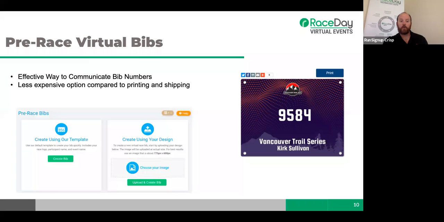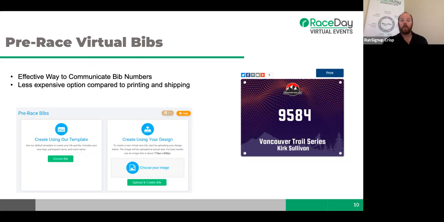So these pre-race virtual bibs are a super effective way to assign bib numbers and communicate these bib numbers. And they're less expensive, obviously, than printing and shipping. But more than anything, I come back to it's easier. For any of you that have been doing fulfillment for virtual events, if you have had to put personalized information into a package, maybe if you're shipping 10 a day, no big deal. But the moment you start to scale and get to 15, 20, 30, 100, 200 a day, it becomes a real bear, and it's nothing but a bib.